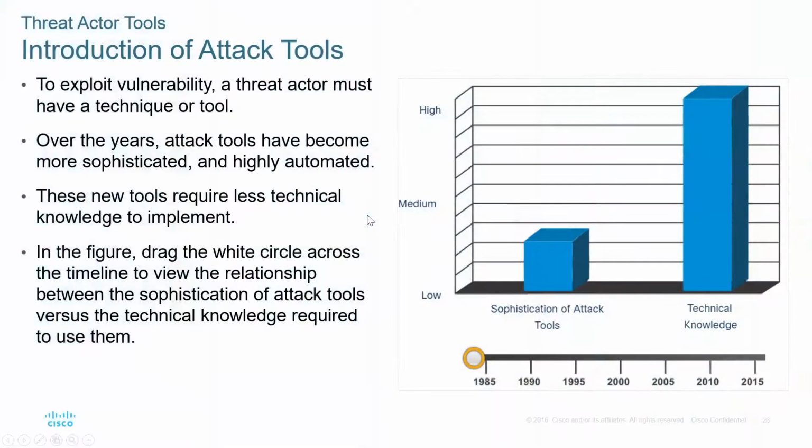So what are the tools that these threat actors will use? To exploit a vulnerability, a threat actor must use a technique or a tool. Over the years, different attack tools have become more sophisticated and highly automated, and that's basically with the help of things like Kali. These new tools require less technical knowledge to actually implement them. In the figure on the right-hand side, you can see the time and data relationship, and this is going to be within your module.